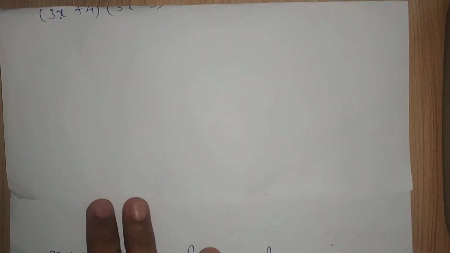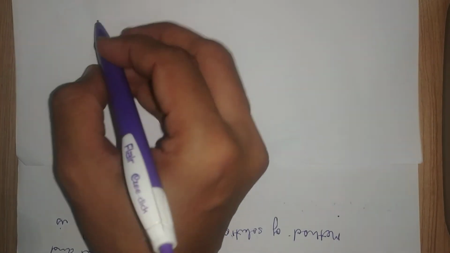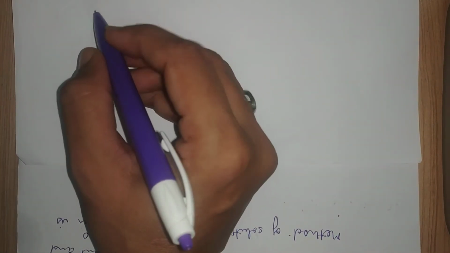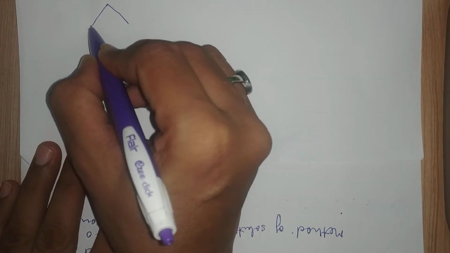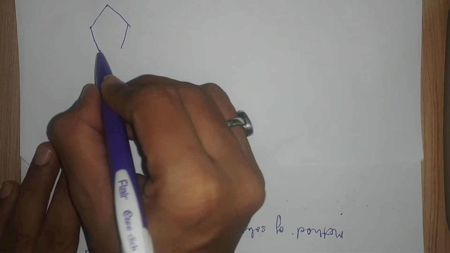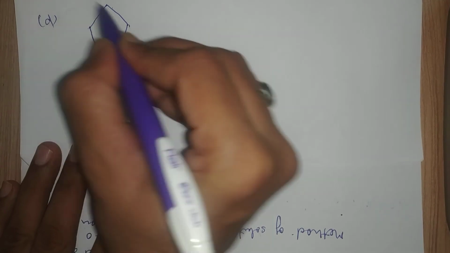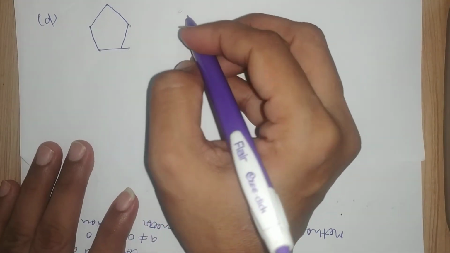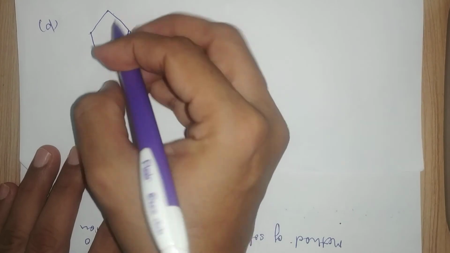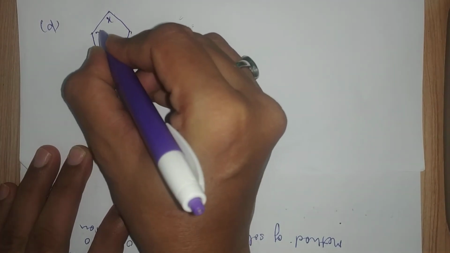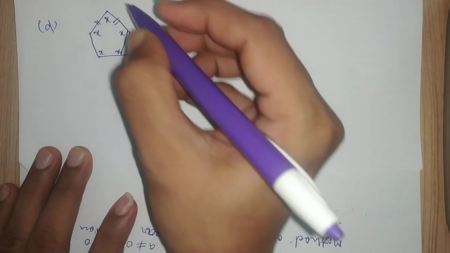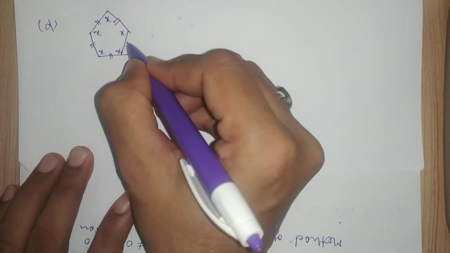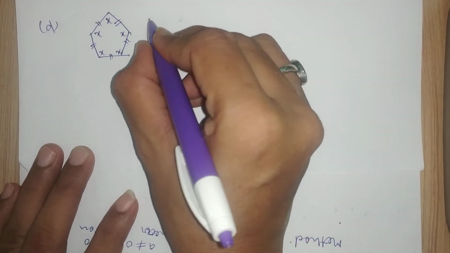Fourth part of the question is figure is a regular pentagon. Since it is a regular pentagon, so all the angles will be of equal measure. So again we will apply property.